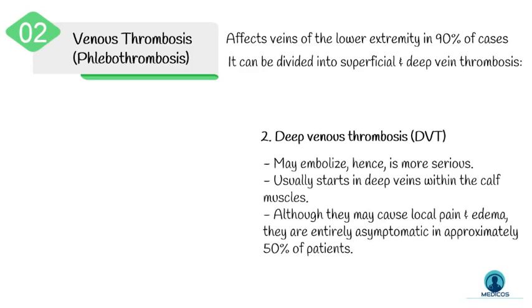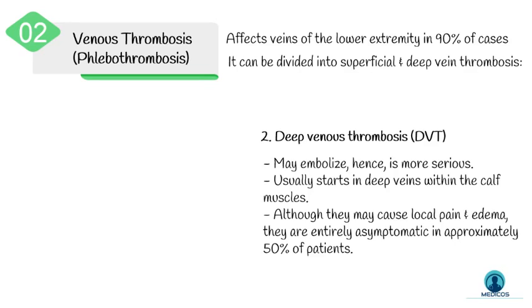They usually start in deep veins within the calf muscles around the popliteal region. Also, they might cause local pain and edema. Unlike superficial venous thrombosis, they are entirely asymptomatic in approximately 50% of patients. This is because deep venous obstruction is rapidly offset or relieved by collateral bypass channels.